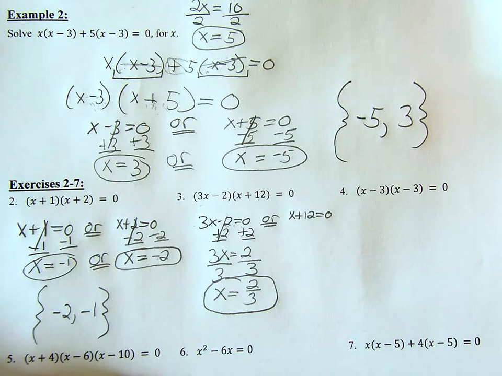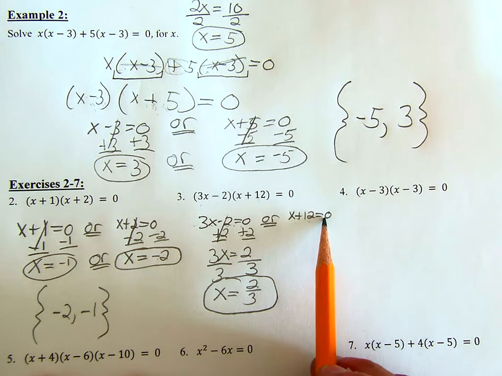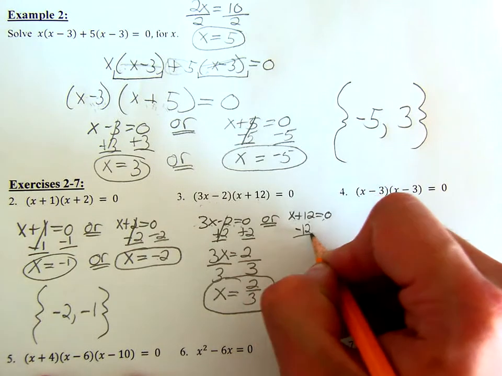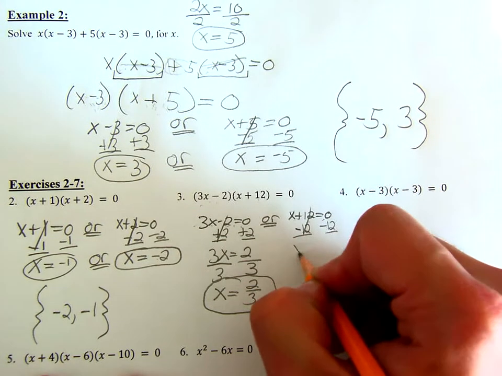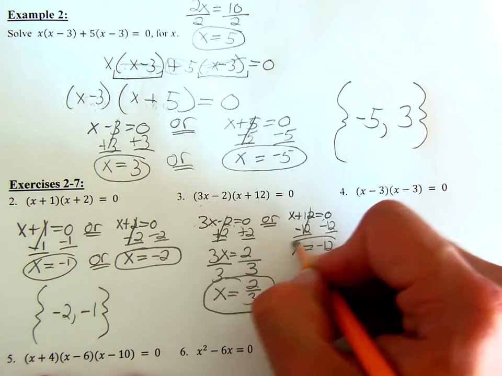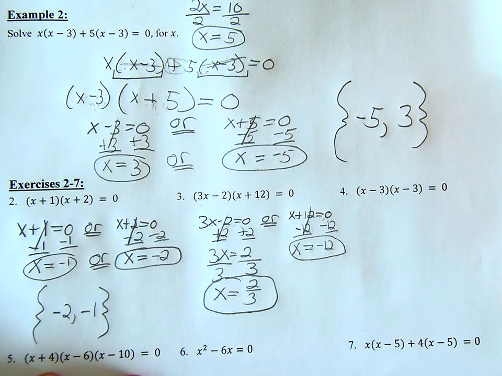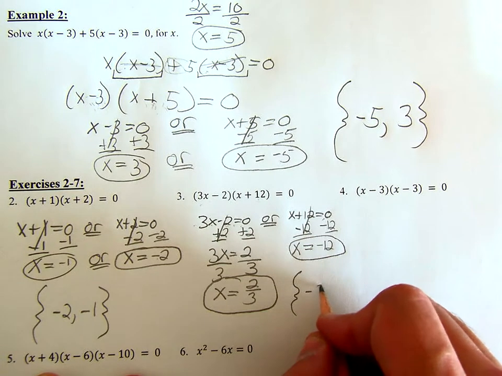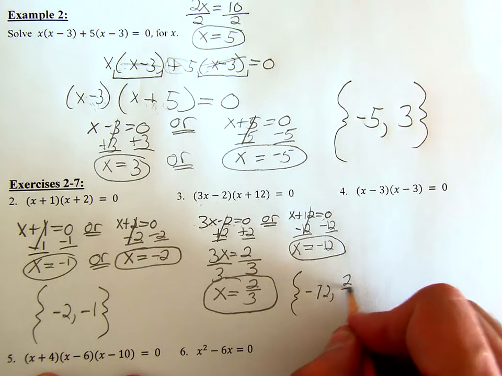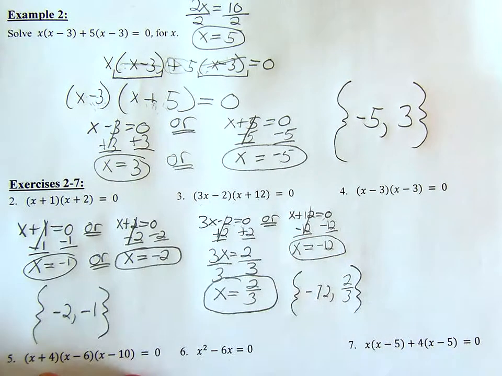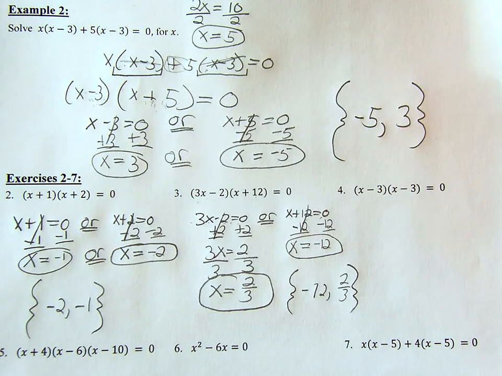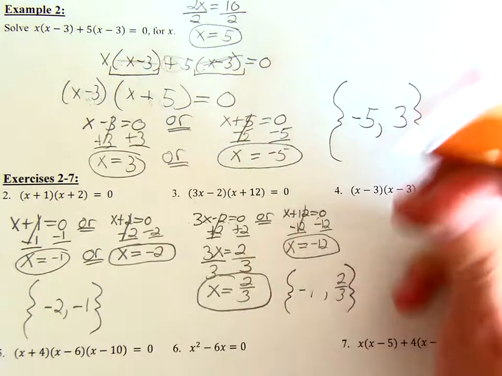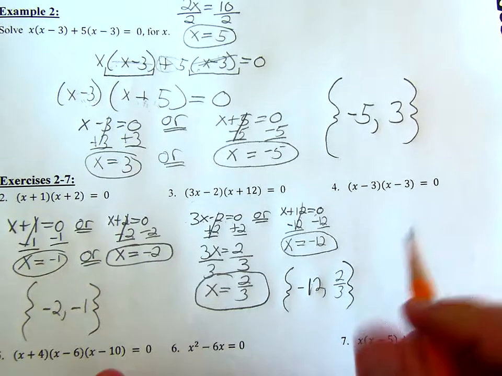And then we have x plus 12 is equal to 0. What do we have to do on both sides? We're going to subtract 12. So we get x is equal to -12. So then there's our two solutions. We have to write them from least to greatest. So in set notation, we're going to have -12, 2/3. Okay, so this is -12, looks like -72. So this would be -12, 2/3.